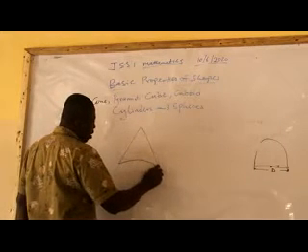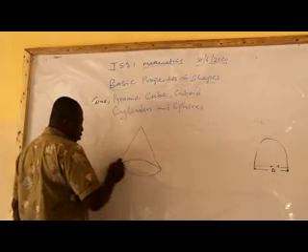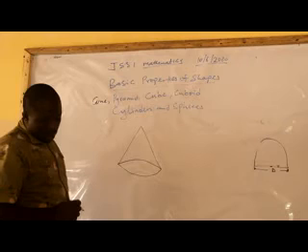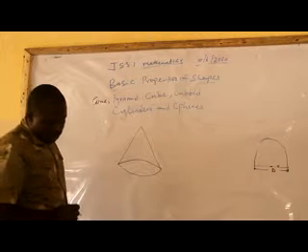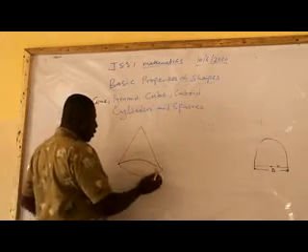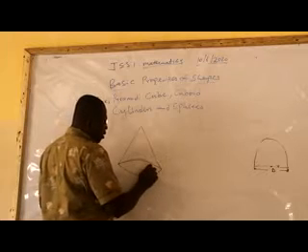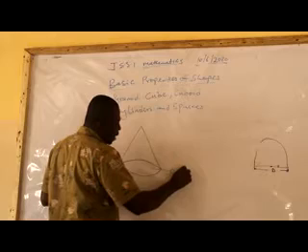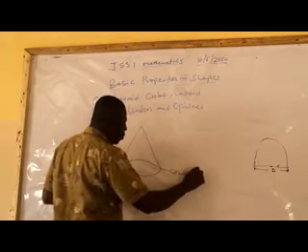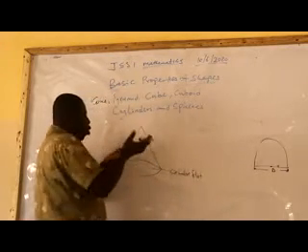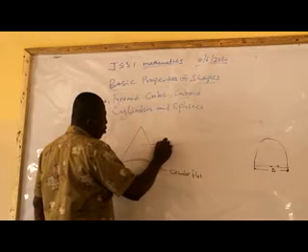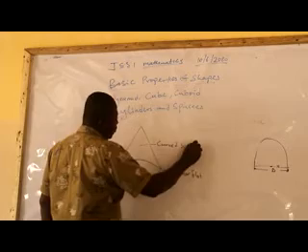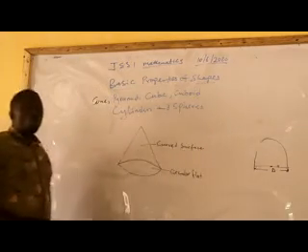How does a cone look like? It has a curved surface. This place is a circular flat, circular just like a circle, but flat. But this one is a curved surface. This is about a cone.